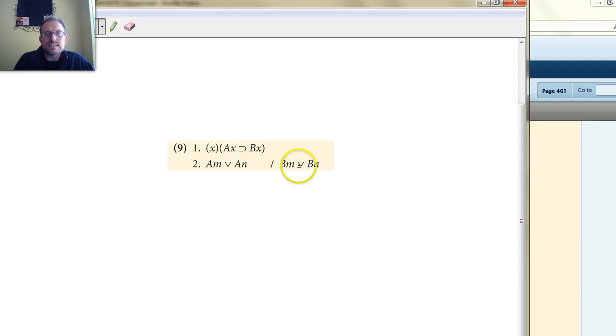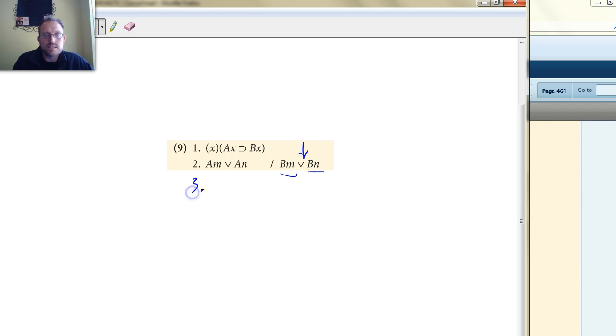You can see here my conclusion is going to be BM or BN. Notice I have 2 different names here that are going to have to be conjoined. You can see here I could utilize the rule of addition and just add this potentially. But of course, the first thing I need to get this, well, you can see I have AM or AN. So how am I going to do this problem? AX to BX. What can I do here?